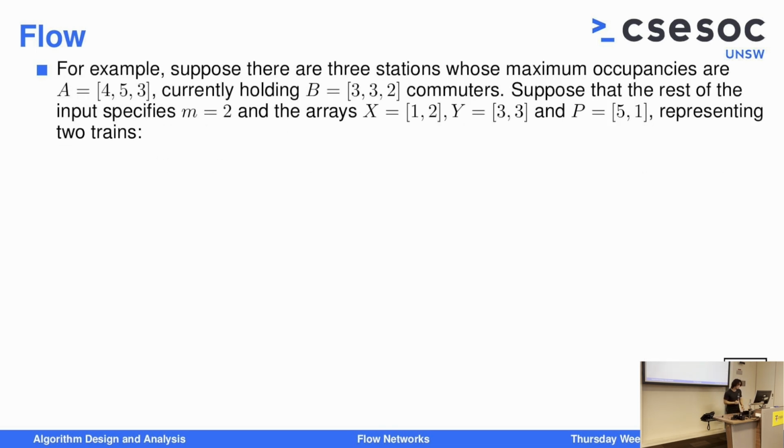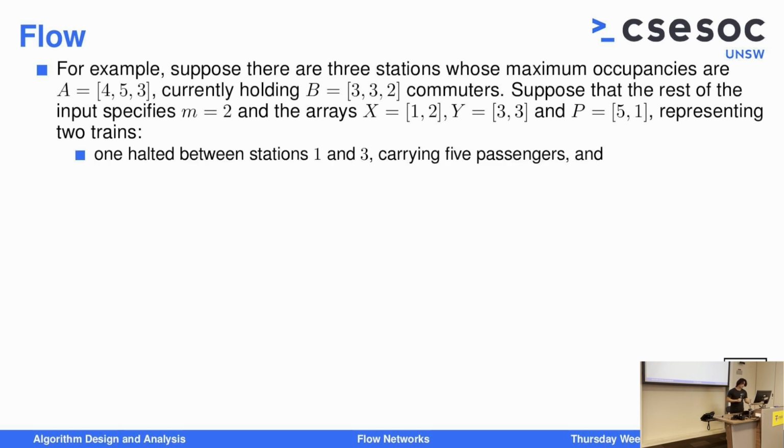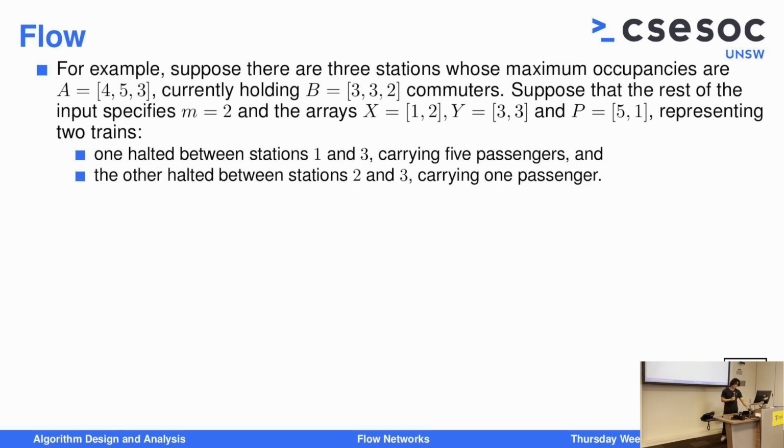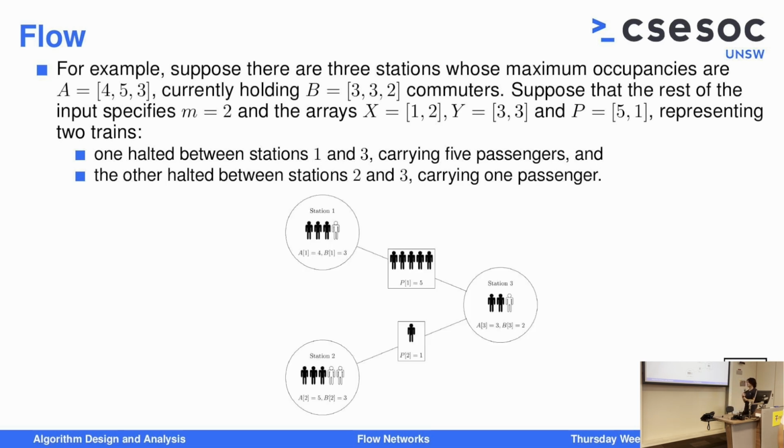So let's just look at an example. For example, suppose there are 3 stations whose maximum occupancies are A = 4, 5, 3, currently holding B = 3, 3, 2 commuters. Suppose that the rest of the input specifies m = 2, and the arrays x = 1, 2, y = 3, 3, and P = 5, 1. This represents one train being halted between stations 1 and 3, carrying 5 passengers, and the other halted between stations 2 and 3, carrying 1 passenger. So this diagram here. I'll give you a second to look at it.